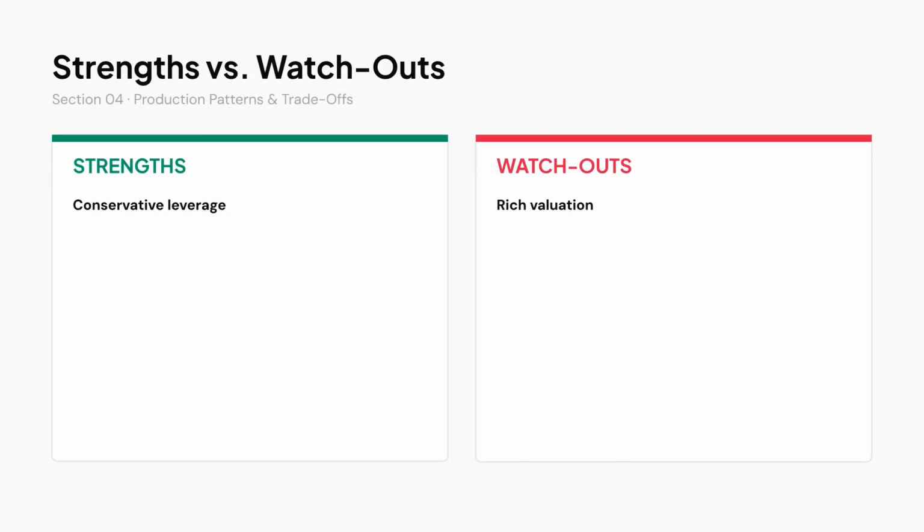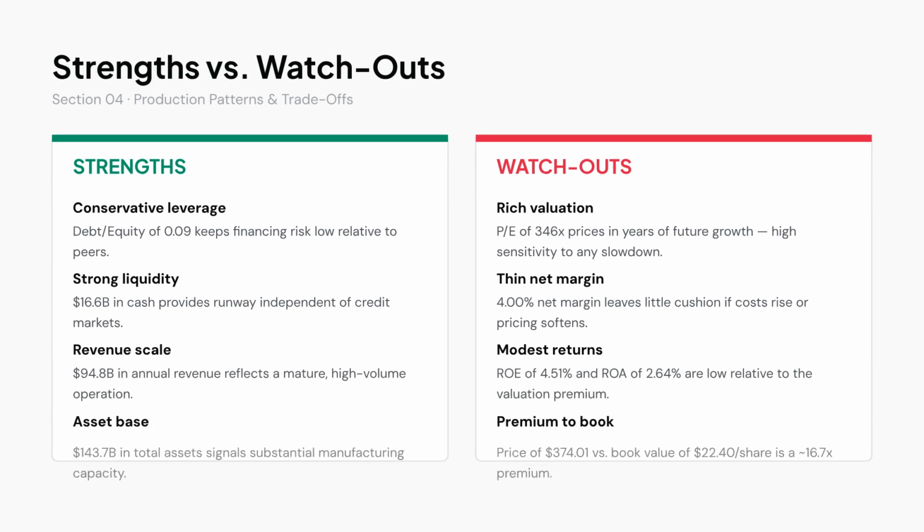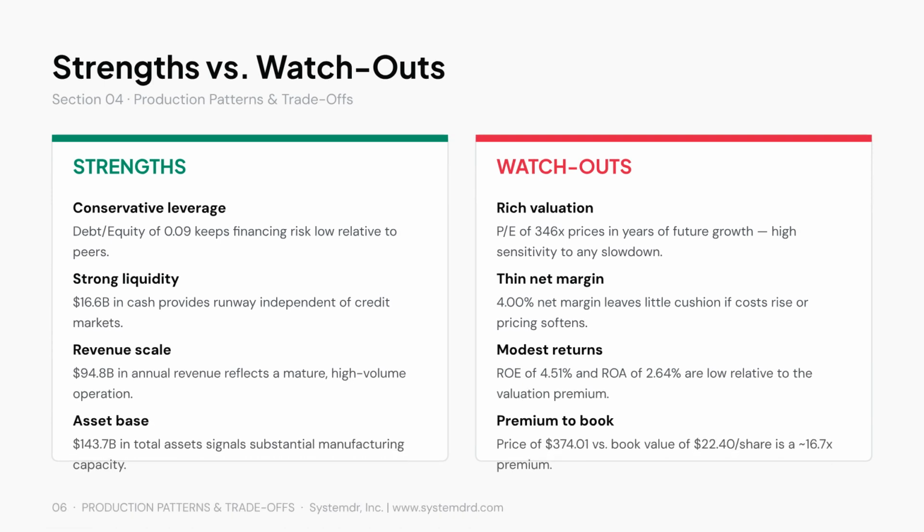When comparing strengths and watchouts, we see that conservative leverage and strong cash reserves are key strengths. However, the high valuation, thin net margins, and modest returns on equity relative to that valuation represent significant watchouts that require future growth to justify the current market price.